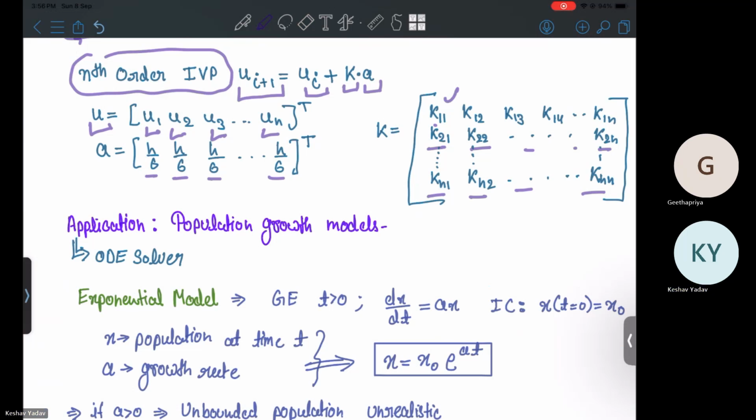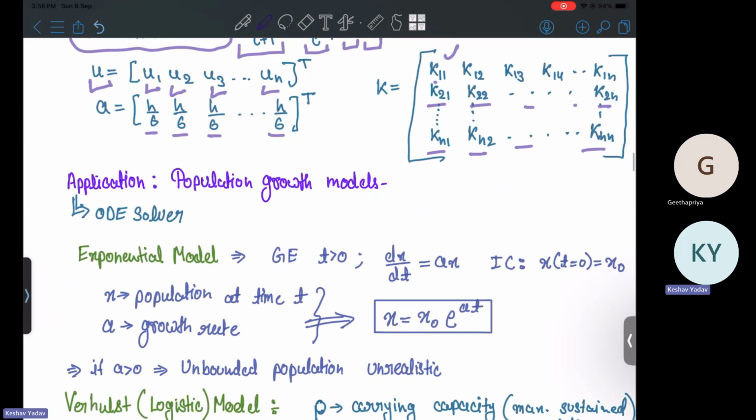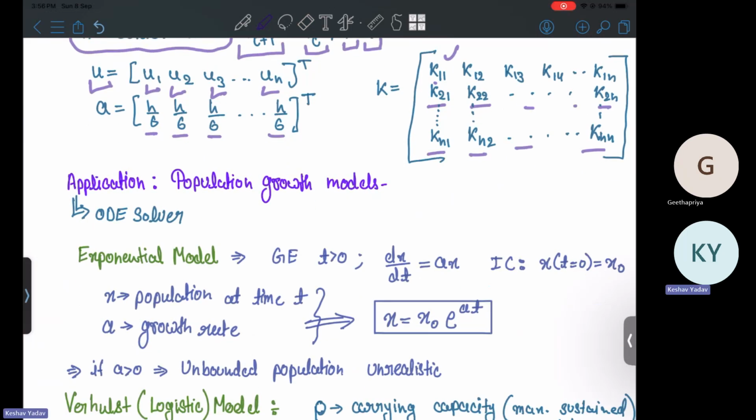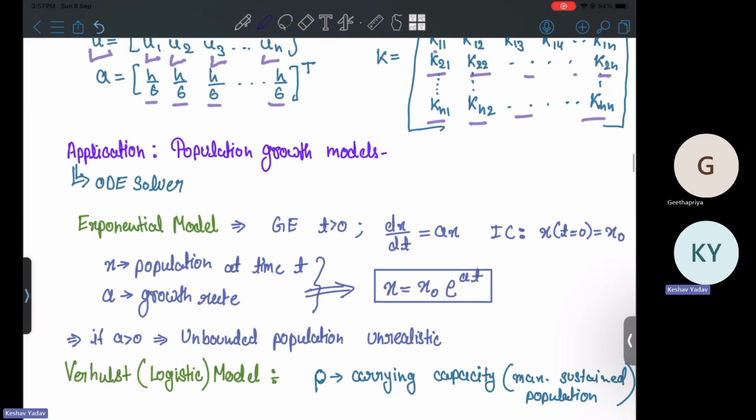Clear? We'll see one problem. From there it will be clear. Okay, not now, that will be a practice problem, so we'll see it at last. Okay, so this ODE solver can be used for solving any ordinary differential equation that is an initial value problem.